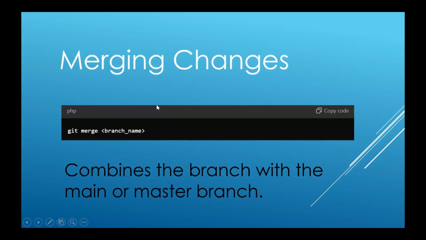Once you have created the pull request and the pull request is complete, you can simply merge the changes. You also get the option to merge the changes directly in the UI from your portal, but you can also run this command git merge to merge your changes into some particular branch. This combines the branch with the master branch.